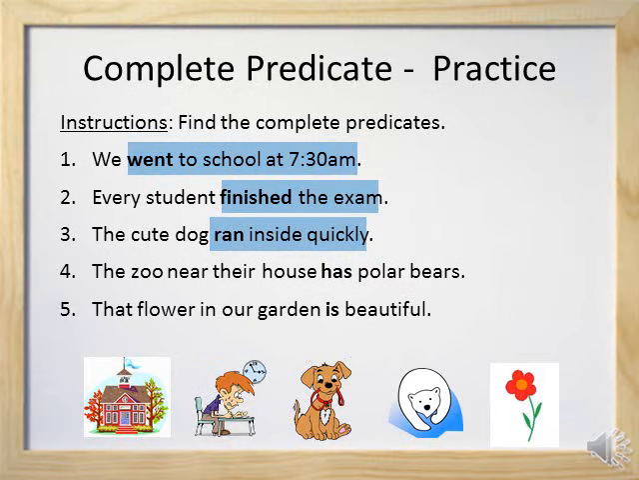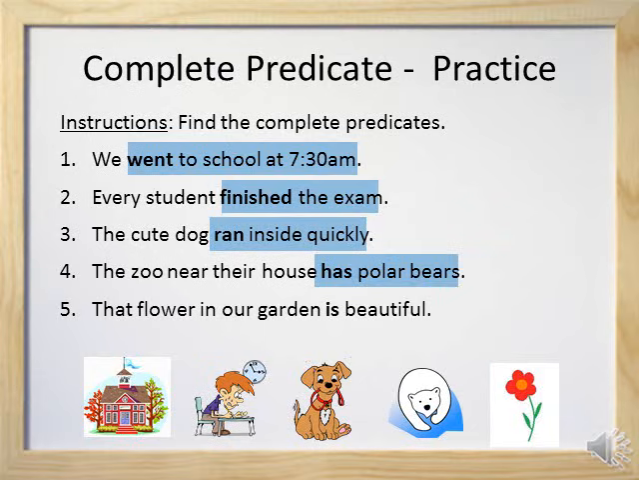Number 4. The zoo near their house has polar bears. The subject of this sentence, or the simple subject, is zoo. So, the predicate will tell us what action the zoo does or did in the sentence. Has polar bears. That's the complete predicate, and if you remember, the simple predicate was just the verb has.